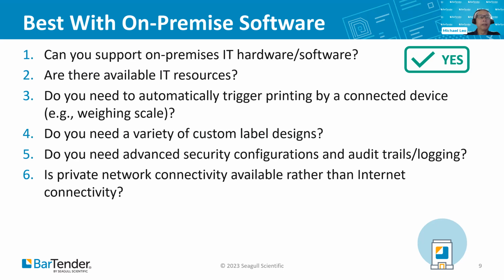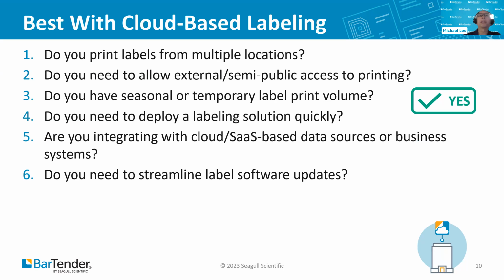Great. All right, so next we'll look at questions that you can answer yes to that best fit running your labeling solution in the cloud. As you can see here, the first question is typically a key question: are you or do you need to print labels for multiple locations around your organization? That can include regionally, across the country, or worldwide. Another factor to look at is whether you need to allow external access to your printing. A key use case for this, of course, is supplier labeling.